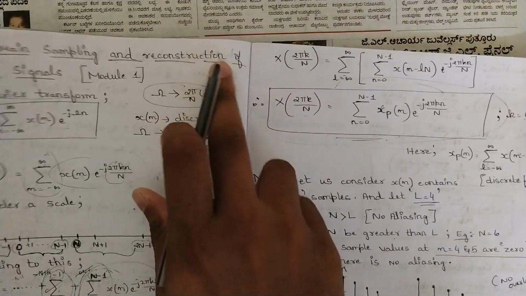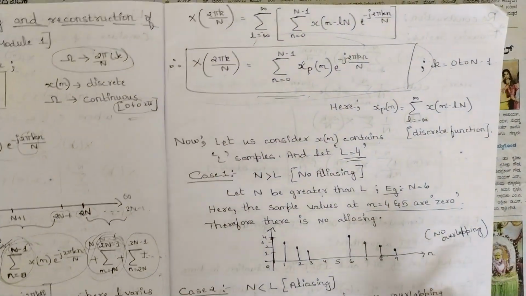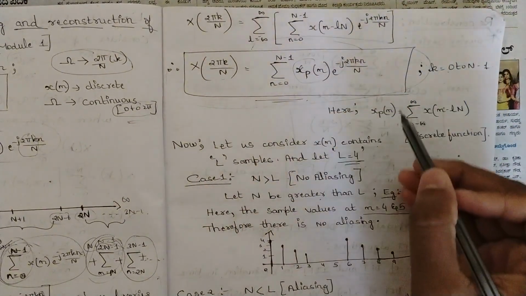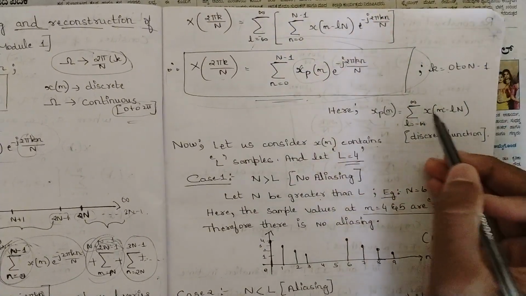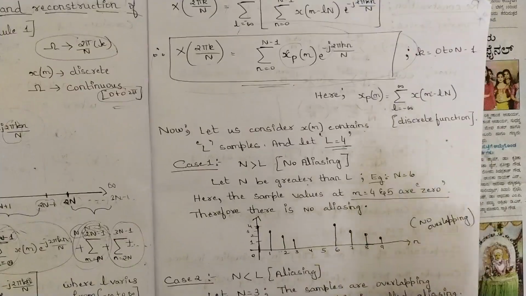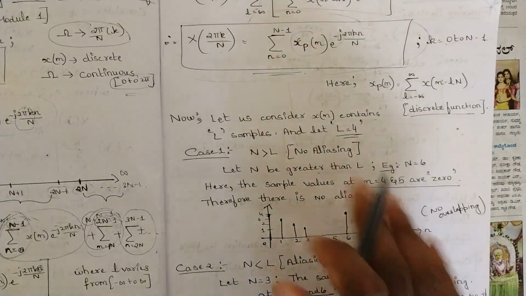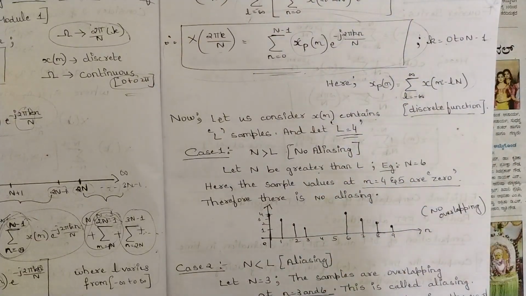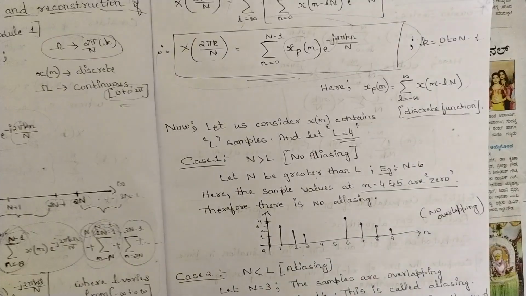Okay, we have one more part, that is reconstruction. That is, from this we should be obtaining the IDFT. Where here xp of n stands for the summation of L equal to minus infinity to infinity x of n minus LN, that is equal to xp of n. Okay, this is a discrete function. You can keep that in mind. So this much if you write, you would be getting around 4 to 5 marks. We have still more writing part here.